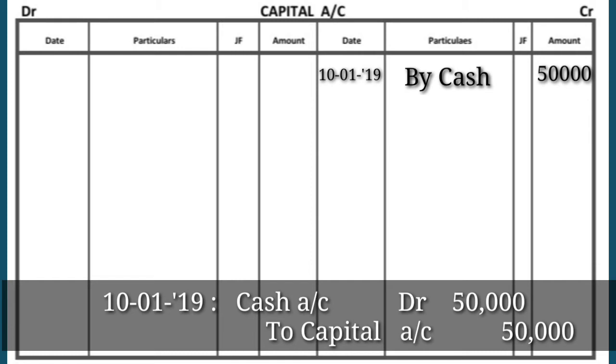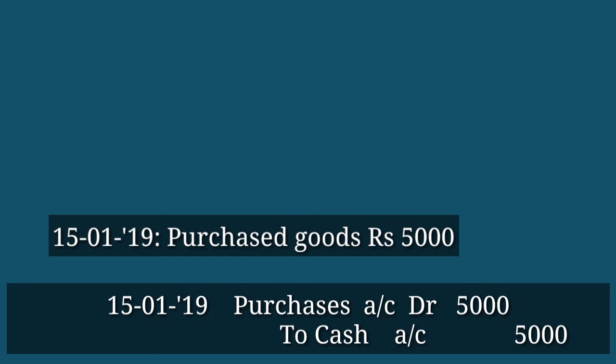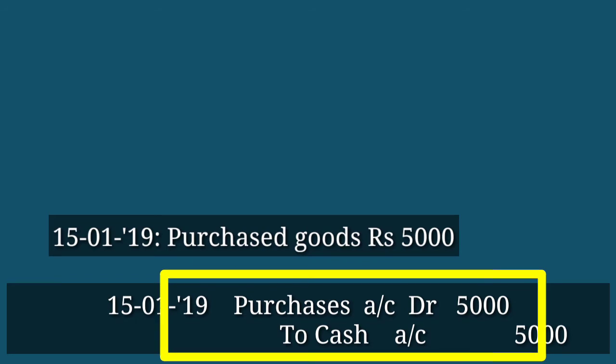Okay. We can try one more transaction. On 15th January 2019, purchased goods rupees 5,000. So the journal entry is purchases account debtor to cash account. Purchases account debtor 5,000 to cash account 5,000. Here also both purchases and cash accounts are sitting together. What do we need to do? We need to separate them.